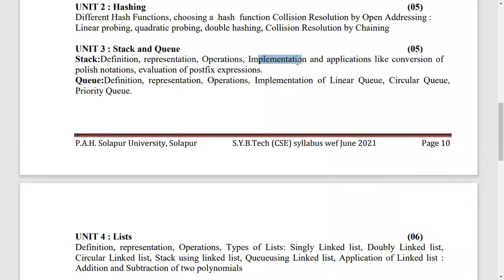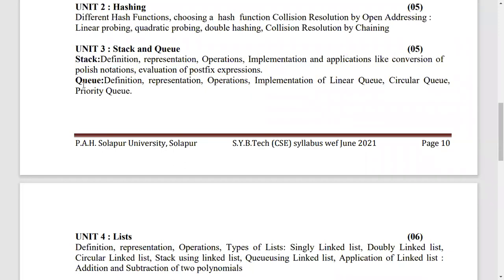And after that, implementation of the stack. After completion of definition, representation, operation, and implementation, we'll see the applications related to the stack. Applications like conversion of Polish notation, or evaluation of postfix expression, and conversion into infix or prefix. All these applications we will implement as well as discuss, right?